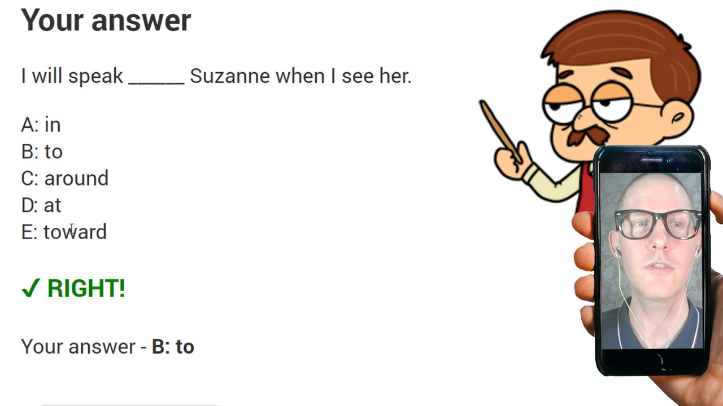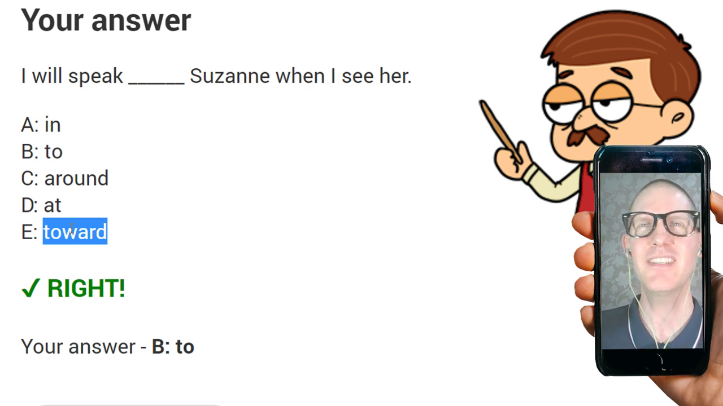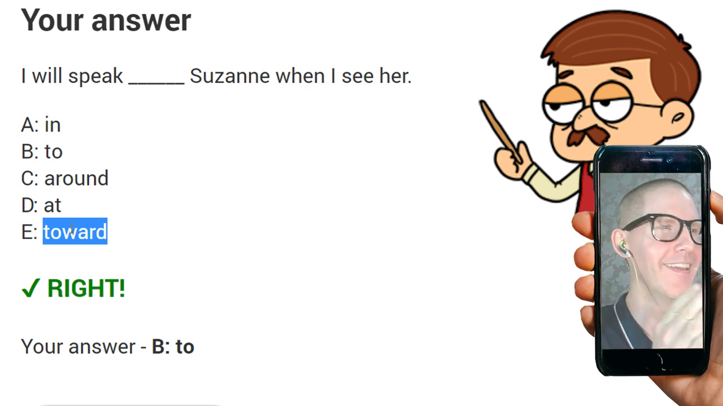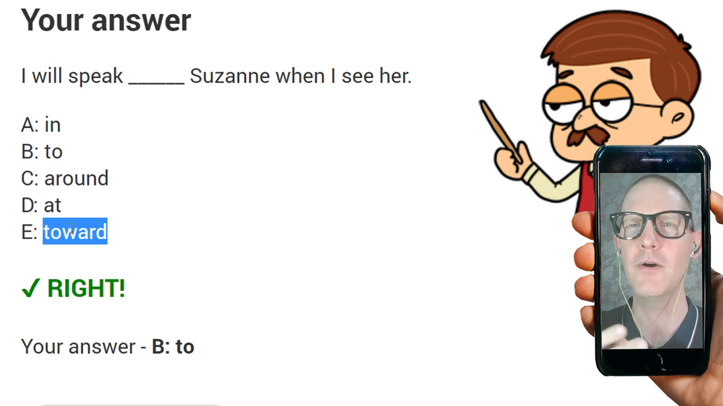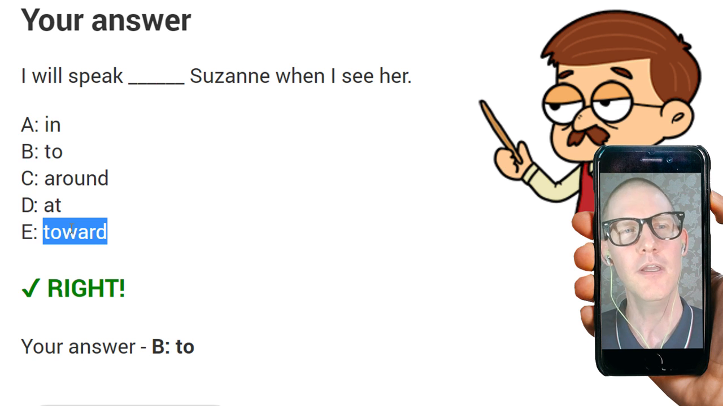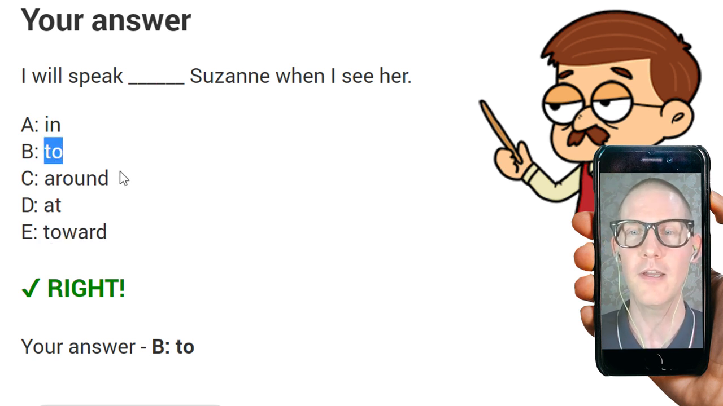All right, I will speak toward Susan when I see her. It sounds like you're directing the flow of your words, the air that's coming from your mouth, toward her, and there's probably no need. You can just speak to her. She'll hear you. All right. Yumi says yell at her.